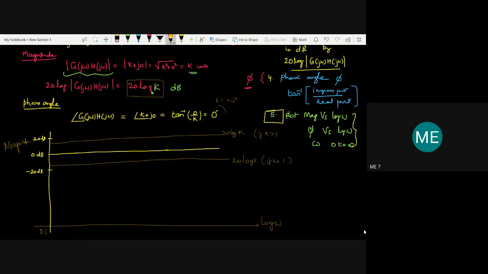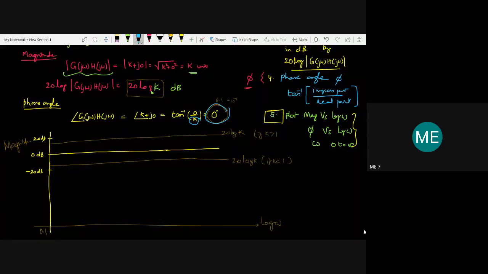Now when you look at the phase angle in this case, the phase angle is once again independent of omega. So here it is a 0 degree line. There is no need to write it separately, but here K is very important. If K is positive, that is K is greater than 0.